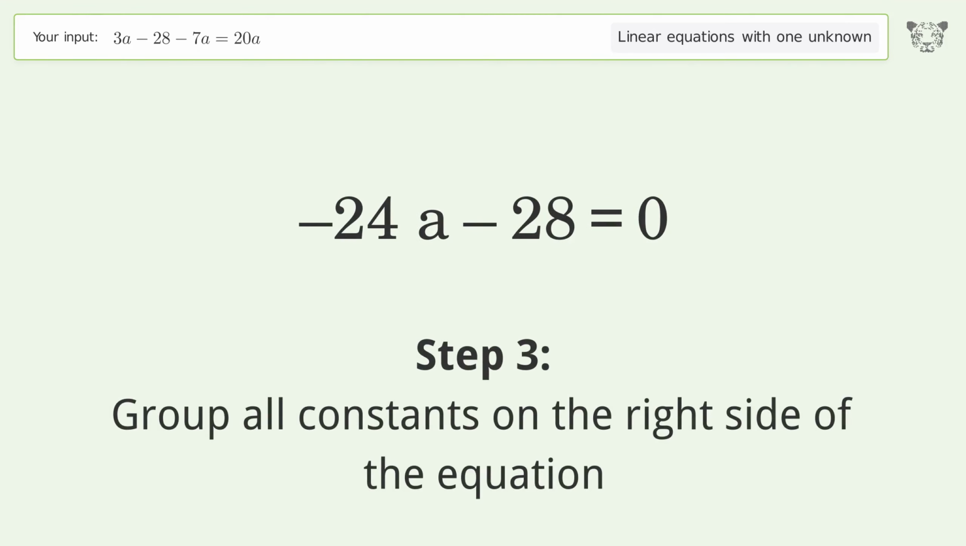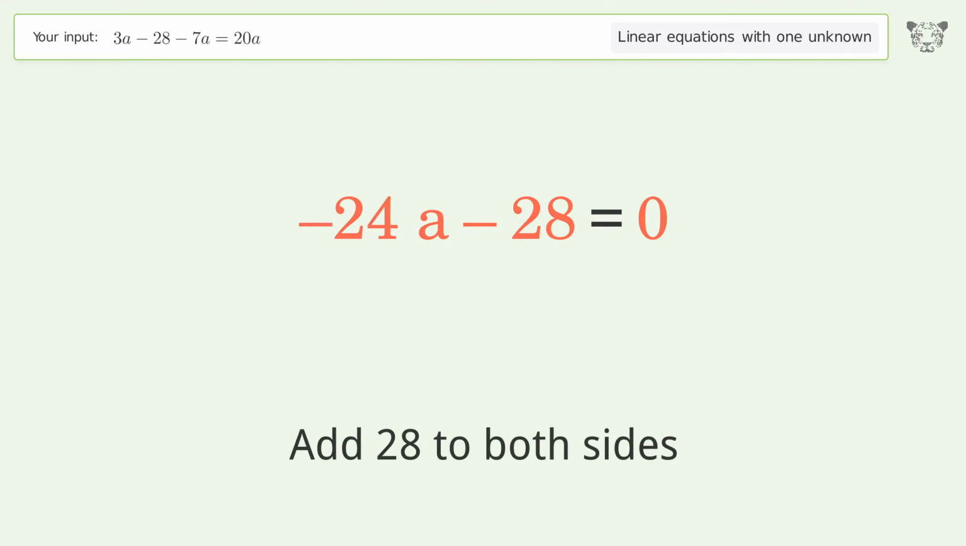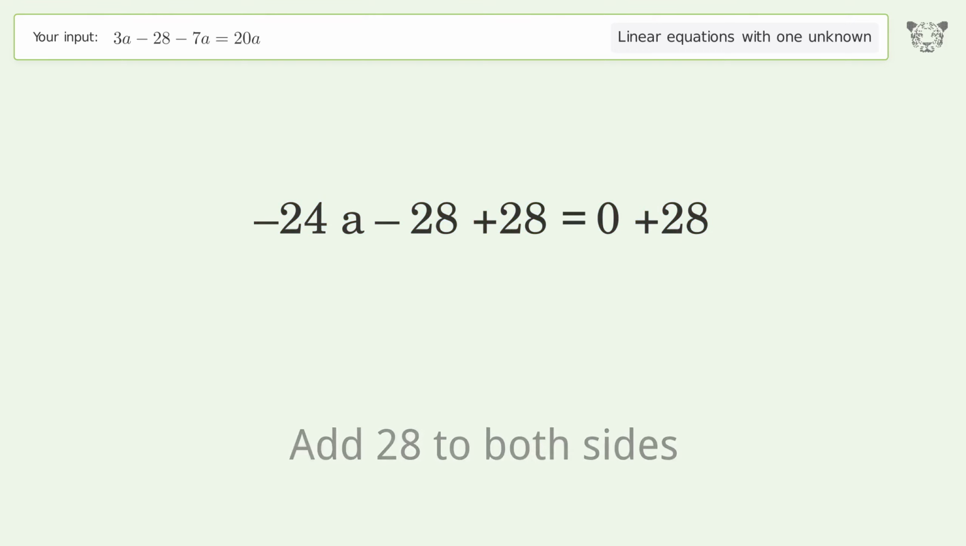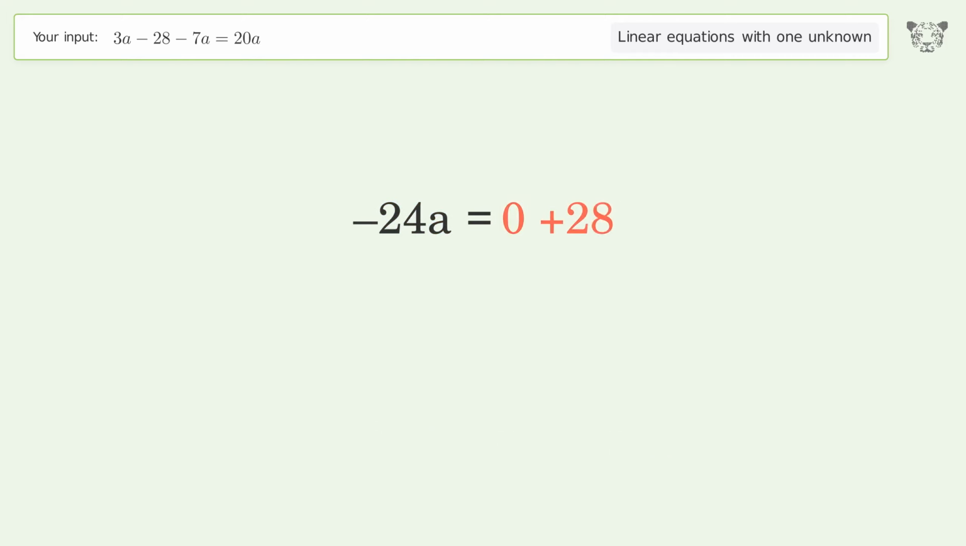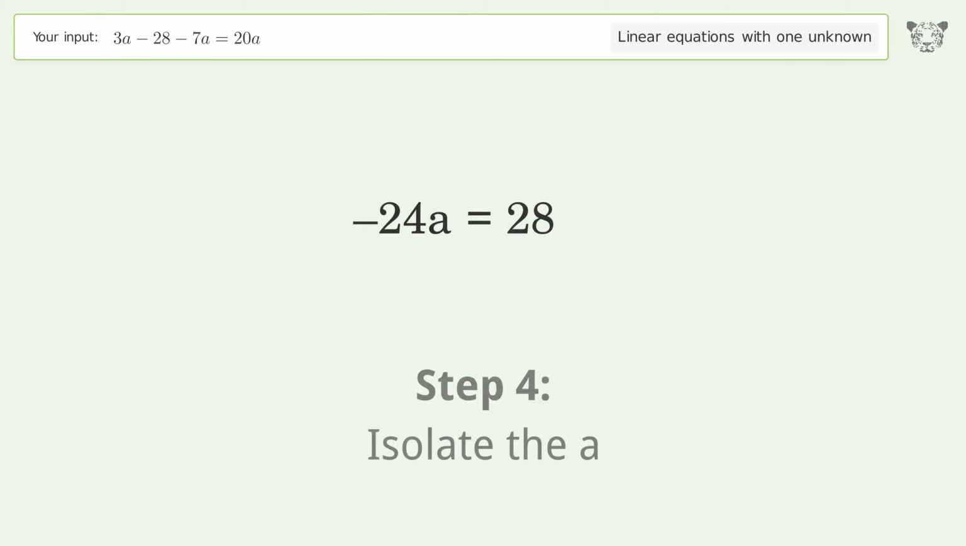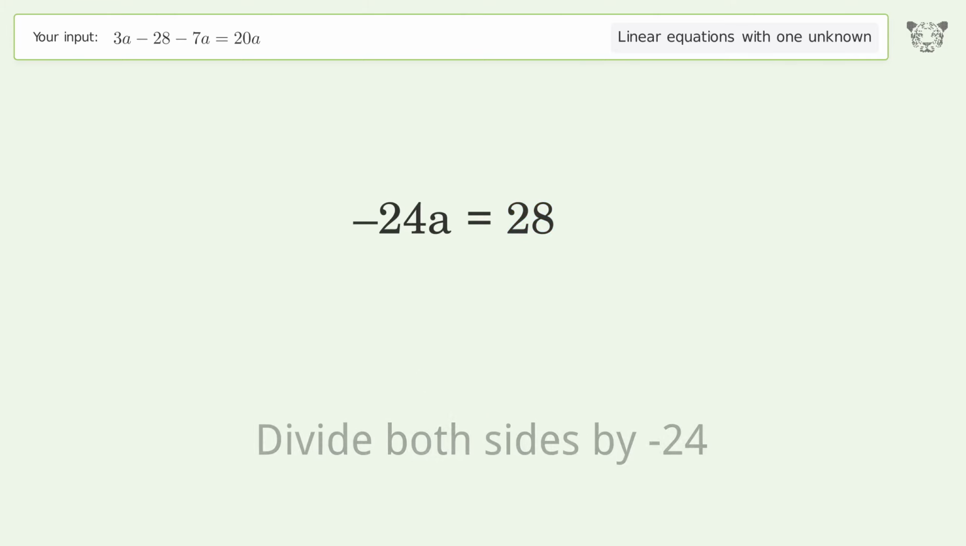Group all constants on the right side of the equation. Add 28 to both sides. Simplify the arithmetic. Isolate the a. Divide both sides by -24.